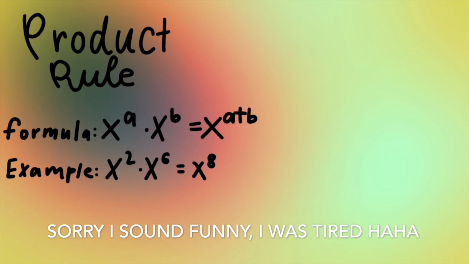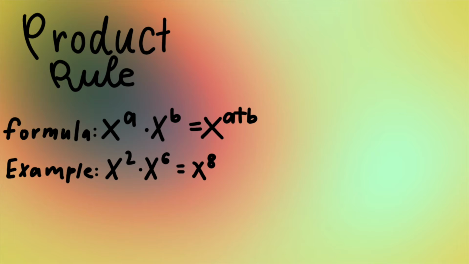Product rule. The product rule is in place when you are multiplying two variables together and each of these variables have exponents. This rule only works when the variables are the same though. For this, you would add the exponents together. Here's the formula.